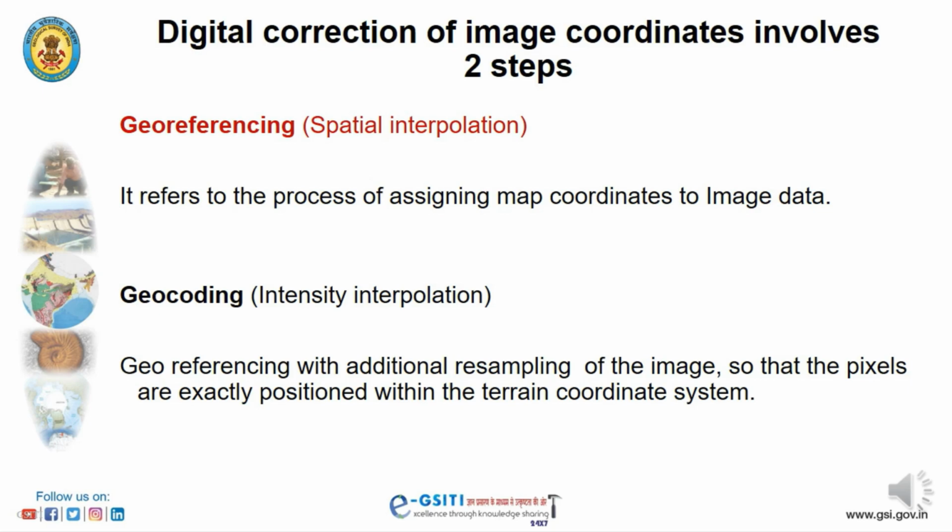Digital correction of image coordinates involves two steps basically: georeferencing, or spatial interpolation, which refers to the process of assigning map coordinates to image data. Another one is geocoding, that is intensity interpolation: georeferencing with additional resampling of the image so that the pixels are exactly positioned within the terrain coordinate.